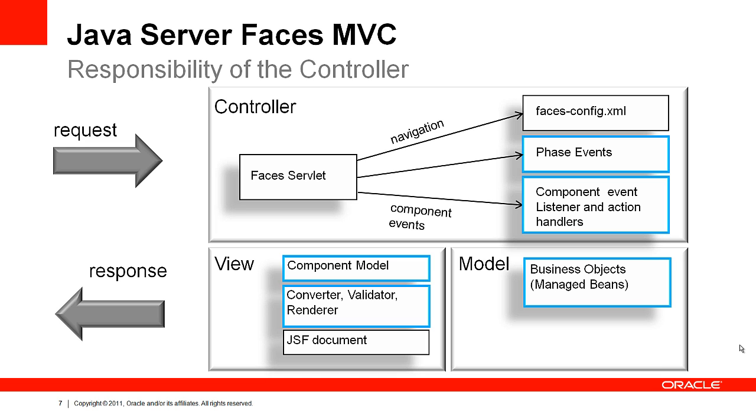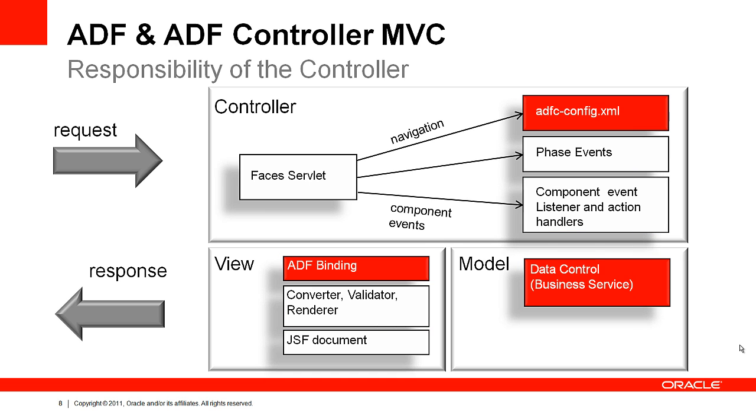So this is the basic Java Server Faces architecture. Now, from here to ADF, it's just a minor change. You see, for instance, that on the controller side, we replaced the Faces config file with the ADFC config file to hold the navigation of the unbounded task flows. There are also metadata files that hold navigation defined for bounded task flows. The ADF controller, however, doesn't replace the Java Server Faces controller, but it extends its behavior. So underneath, the phase events and the component events are still all handled by the Java Server Faces controller.